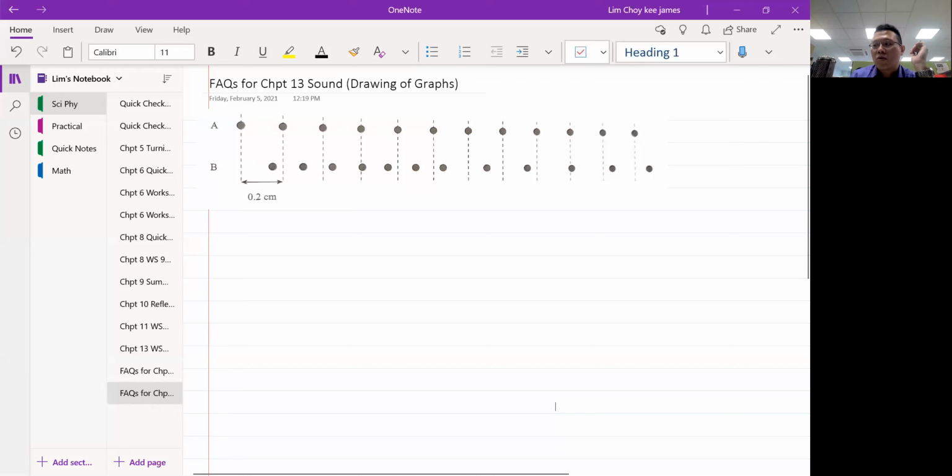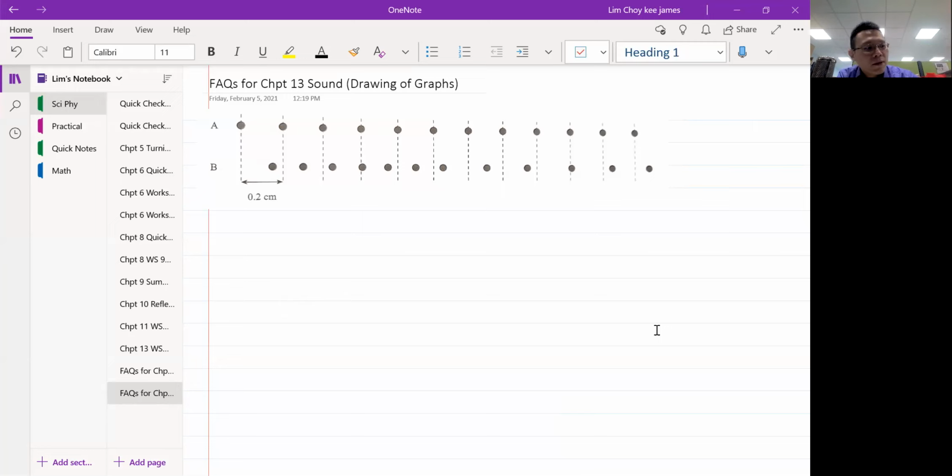Okay, today we will look at some of the common questions for sound, chapter 13 in the textbook. The question that I'm looking at today is how to draw your displacement distance graph and your pressure distance graph. For sound, there are three graphs that we are particularly interested in. The first one will be your displacement distance graph.